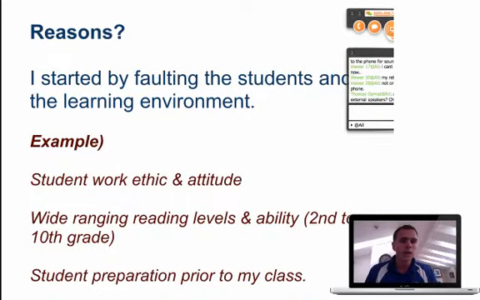For example, I thought that some of these students maybe just didn't have a good work ethic. Maybe they had bad attitudes. Maybe the problem was that there was such a wide range in ability levels in the class. For instance, for each class, I had maybe a 2nd to 10th grade reading level, which was a pretty big span. And then lastly, I thought maybe a student's preparation prior to my class, whether that day, but also maybe the last 10 years of schooling. Again, this was a 10th grade course. Maybe they just weren't prepared for the content that I was delivering.